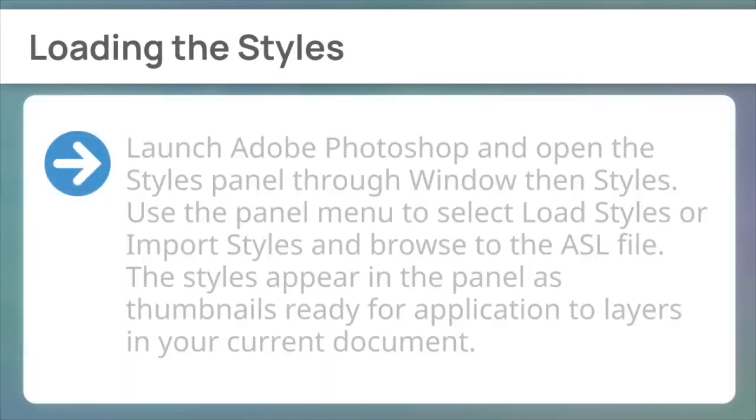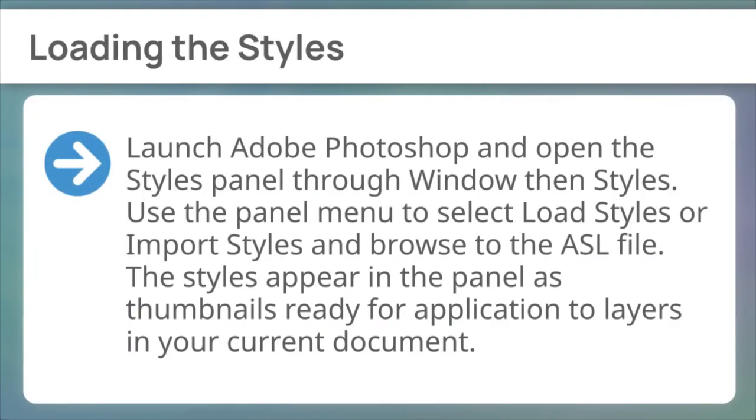First, loading the styles. Launch Adobe Photoshop and open the Styles panel through Window, then Styles. Use the panel menu to select Load Styles or Import Styles and browse to the ASL file. The styles appear in the panel as thumbnails ready for application to layers in your current document.